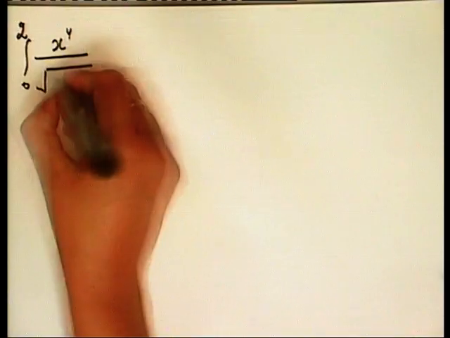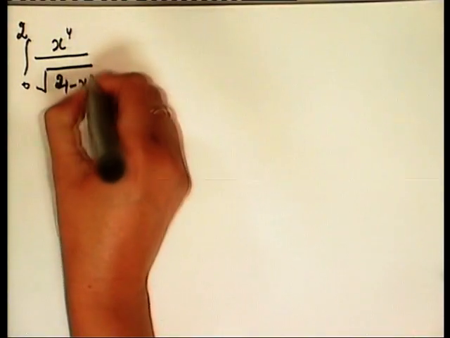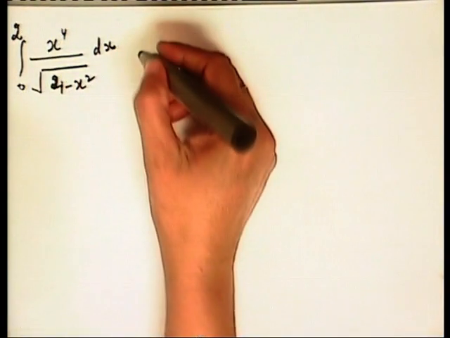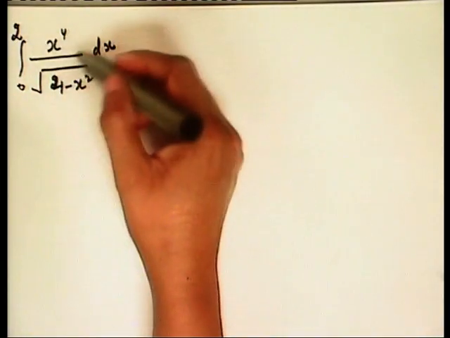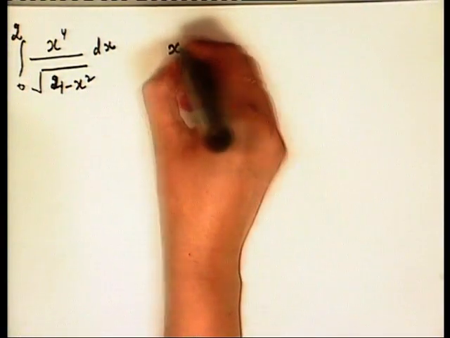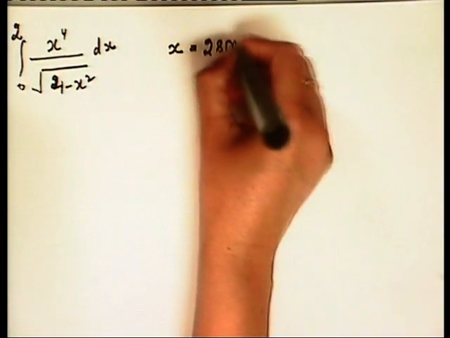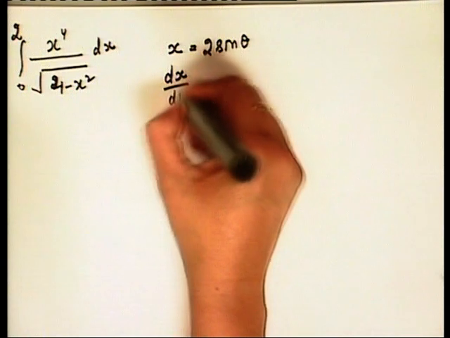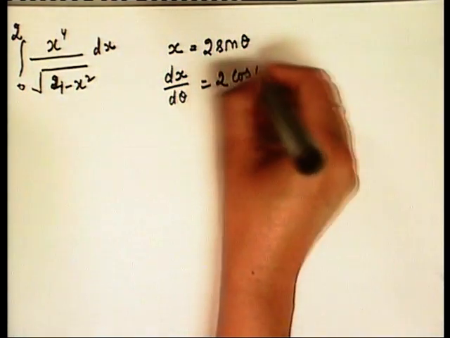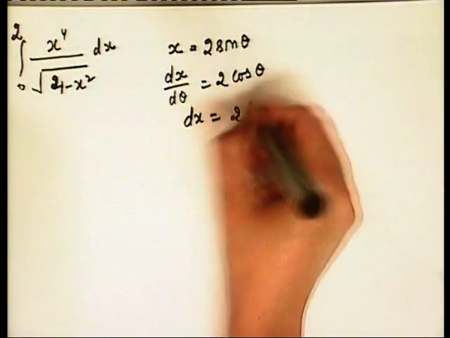Now some other questions. When our limit is 0 to 2, x raised to power 4 over the square root of 4 minus x square, dx. In this question, similarly we have to make the limit 0 to pi by 2, with sine and cosine. Here we put x equal to 2 sine theta. By differentiating, dx upon d theta is equal to 2 cos theta, meaning dx is 2 cos theta d theta.